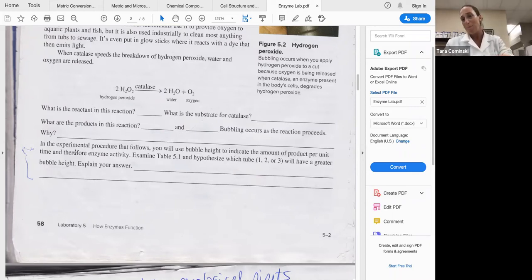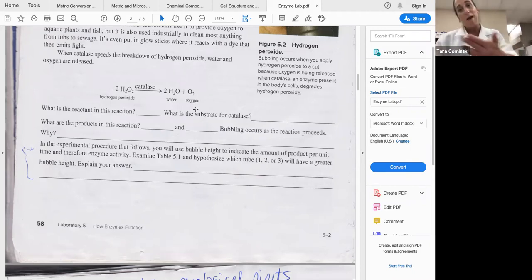These questions will come back on the next lab exam, just so you know, right? If you look at this reaction, you should be able to tell me what is the substrate here. The substrate is peroxide, right? What's the enzyme? It's catalase. What are the products? The products are water and oxygen, okay? So that reaction for sure I will ask you about.